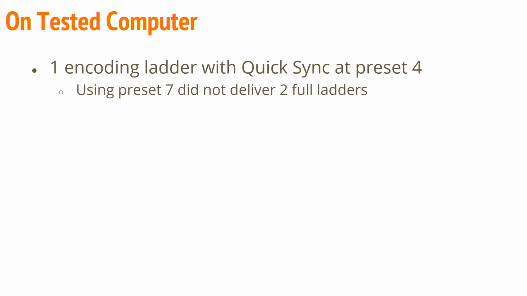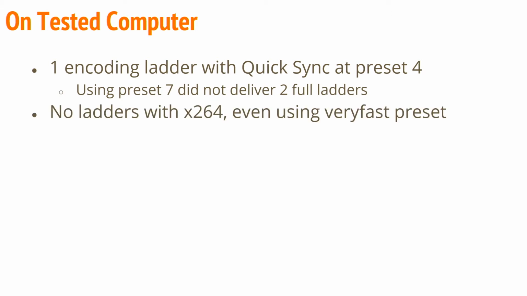And with QuickSync at preset 4, we could produce a full encoding ladder. We couldn't do 2 encoding ladders, not even with the fastest preset. So, sorry. With QuickSync, we were able to get 1 full encoding ladder, but not 2. And with H.264, even using the very fast preset, we couldn't get 1 full encoding ladder. So if you're going to use H.264, you're going to need a pretty expensive computer. And we'll look at some price estimates when we get there.